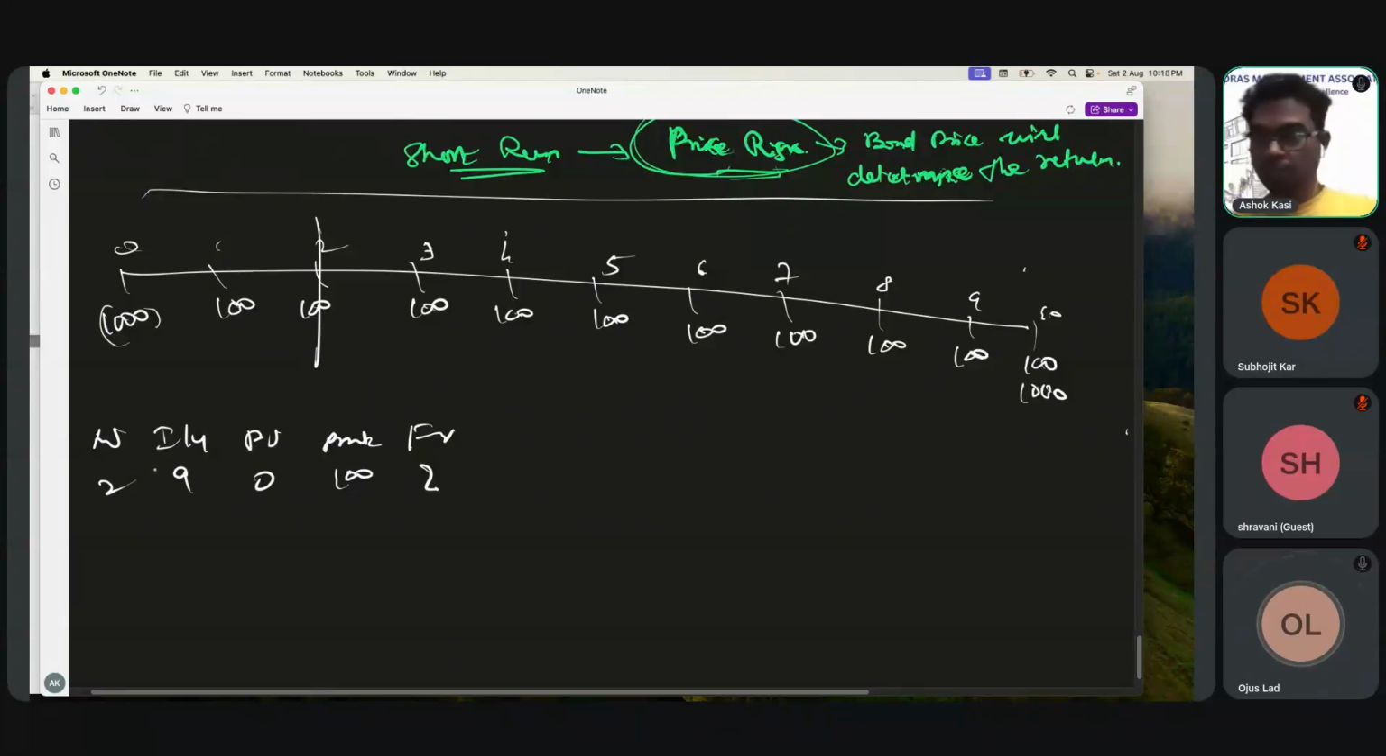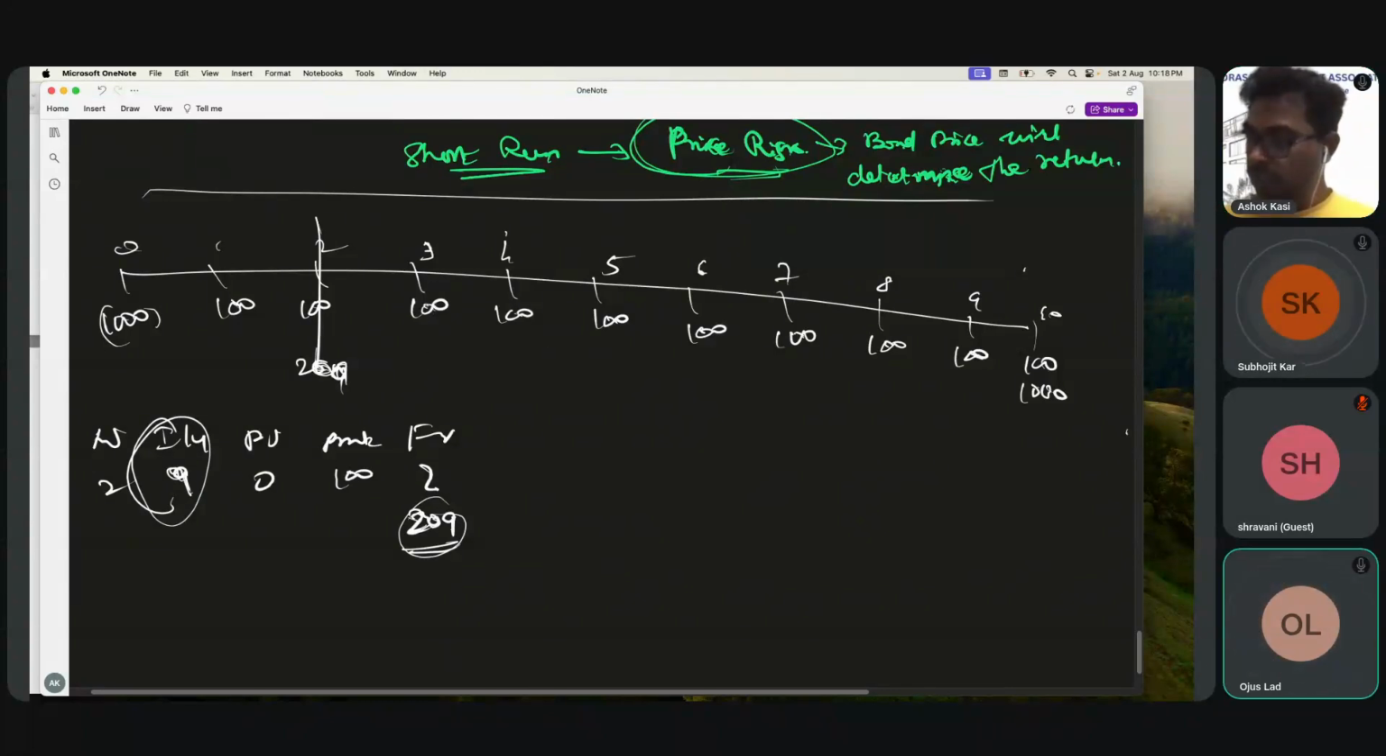Yes, it is 209. Exactly 209. Now you see, interest rate has come down, so ideally return should come down, but no, it will go up highly. Let's see. 209 is the future value. And because interest rate has come down, it is extremely good for the bond. So bond price will jump up highly.